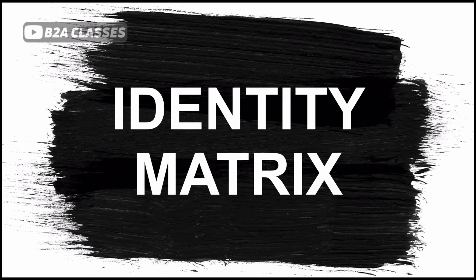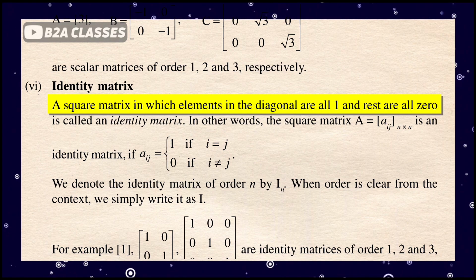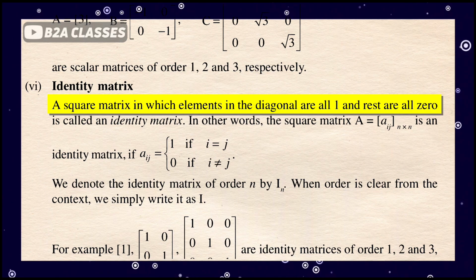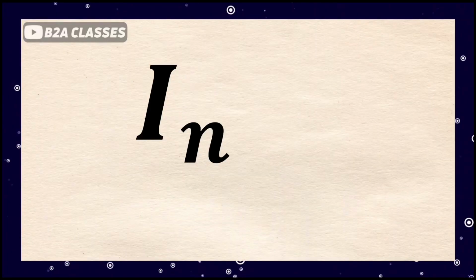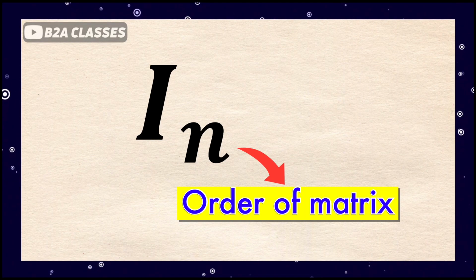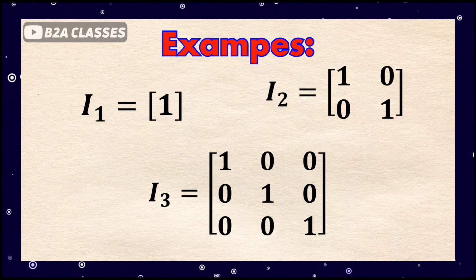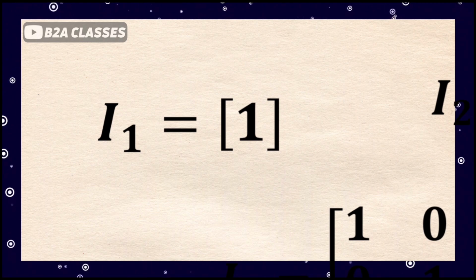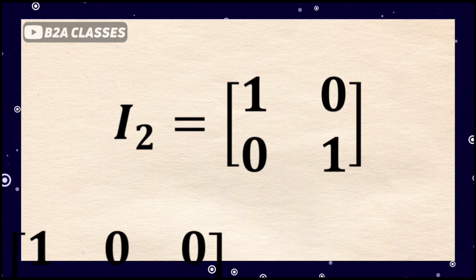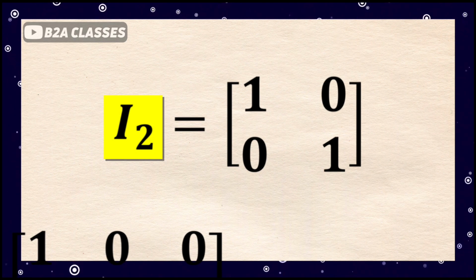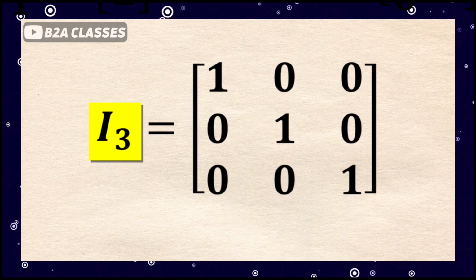Next type of matrix is an identity matrix. An identity matrix is a type of scalar matrix in which all the diagonal elements are 1 and non-diagonal elements are 0. And we represent the identity matrix using capital letter I subscript n. The n in the subscript represents the order of the identity matrix. So these are examples of identity matrices of different orders. First is the identity matrix of order 1. We represent it by I subscript 1. Second is the identity matrix of order 2. We represent it by I subscript 2. And the third is the identity matrix of order 3. We represent it by I subscript 3.